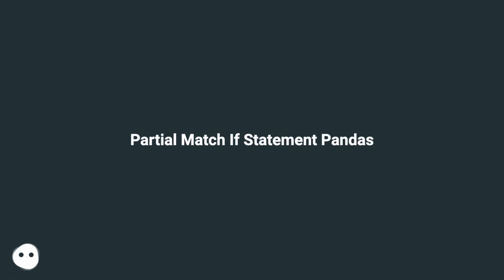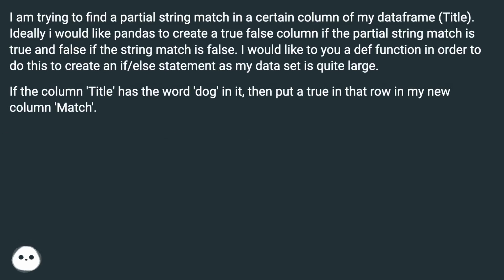Partial match if statement pandas. I am trying to find a partial string match in a certain column of my data frame, title. Ideally, I would like pandas to create a true-false column: true if the partial string match is true and false if the string match is false.